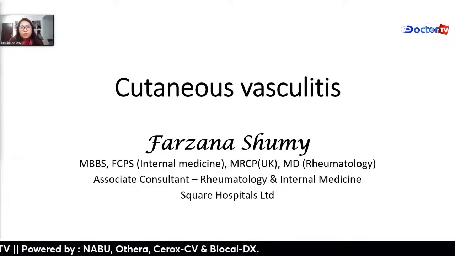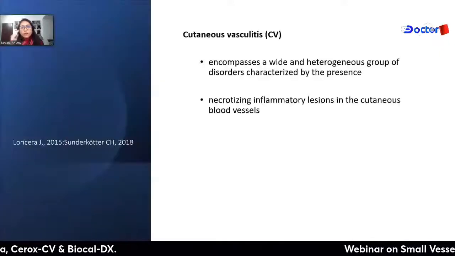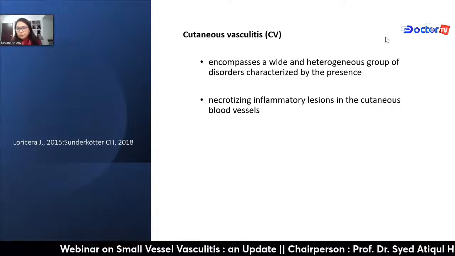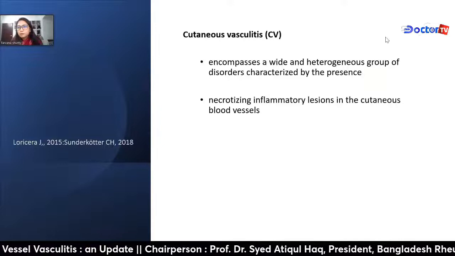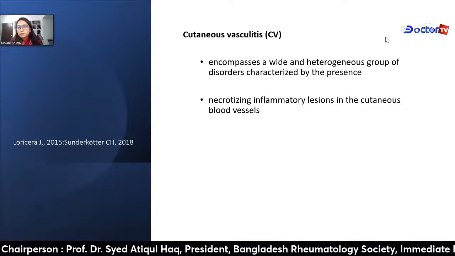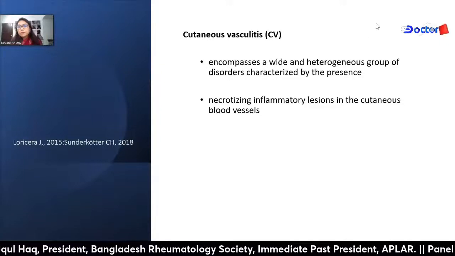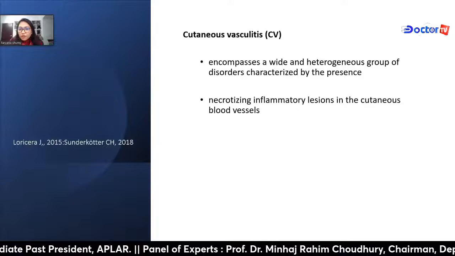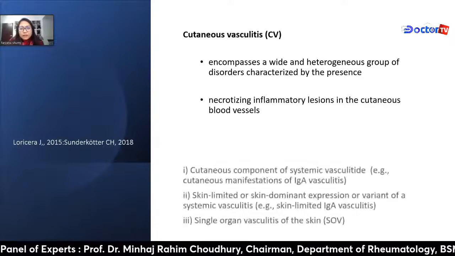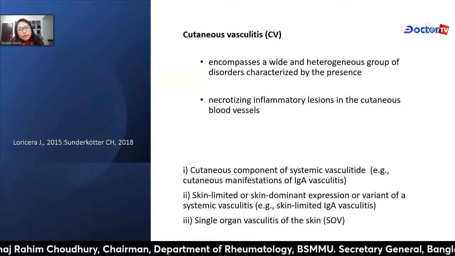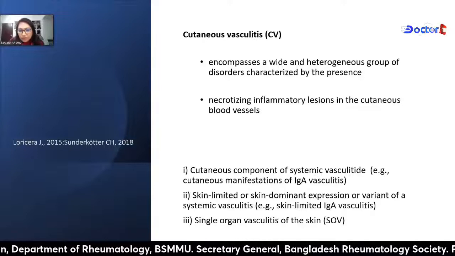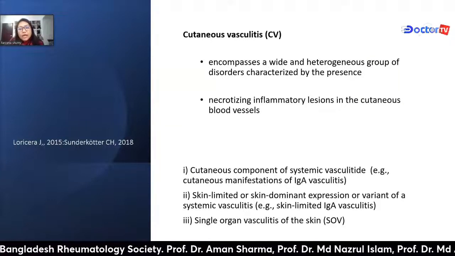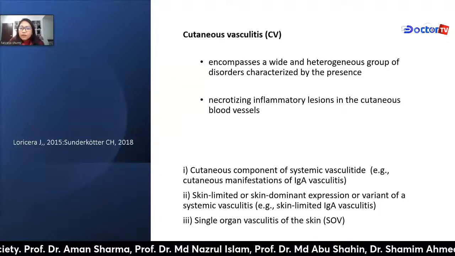Assalamu alaikum. Today, I'm going to present cutaneous vasculitis. First of all, I would like to say some words regarding cutaneous vasculitis. It encompasses a wide and heterogeneous group of disorders characterized by the presence of necrotizing inflammatory lesions in the cutaneous blood vessels. So what does it cause? It can be the cutaneous component of systemic vasculitis, like cutaneous manifestations of IgA vasculitis. It can be a skin-limited or skin-dominant expression or variant of a systemic vasculitis, like skin-limited IgA vasculitis. But it can be only a single organ vasculitis of the skin.